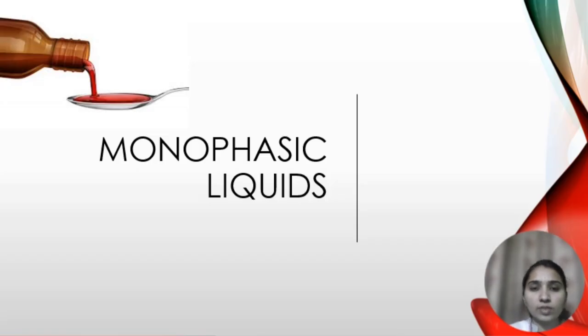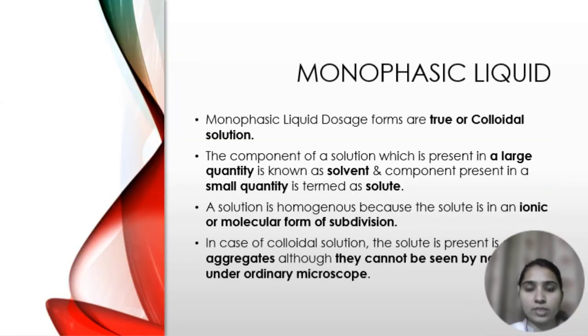Next, we will see what is meant by monophasic liquids. Monophasic liquid dosage forms are true or colloidal solutions. True means a clear solution. The component of a solution which is present in the larger quantity is called the solvent, and the component present in the smaller quantity is called the solute. The solution is a homogeneous mixture because the solute is in an ionic or molecular form of subdivision. In a colloidal solution, the solute is present in aggregate form, but we cannot see it with our naked eyes. We can see it only under an ordinary microscope.